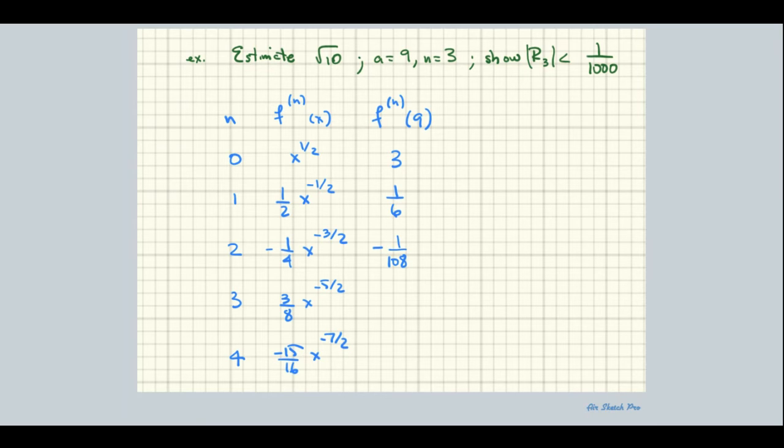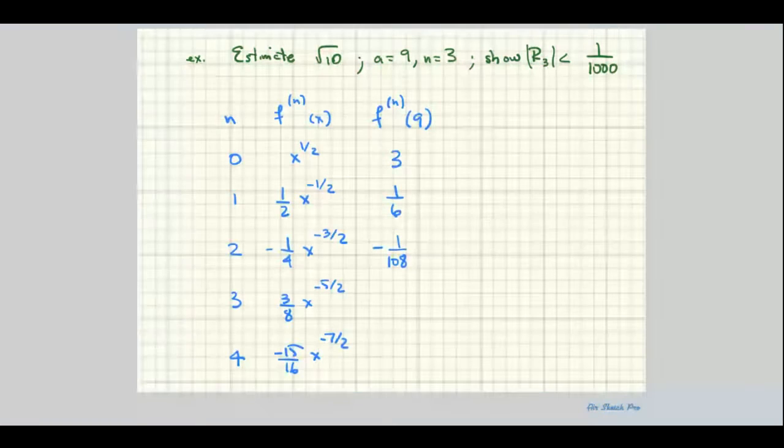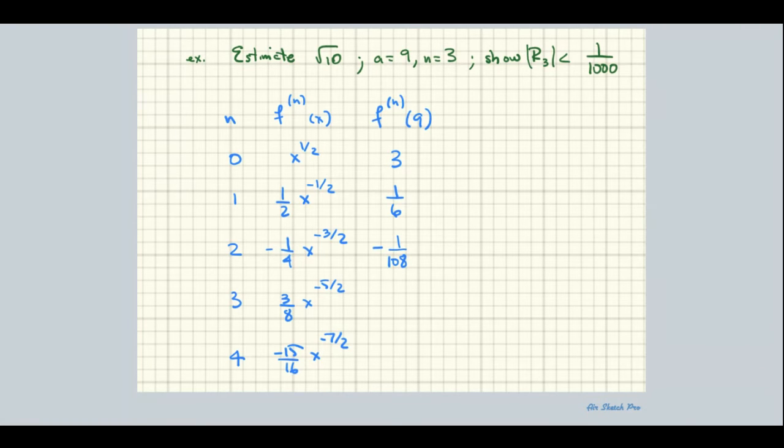Okay, but 3 to the 4th is 81. 81 times 8, 648. That's what I'm getting. 648. 1 over 648, yeah?